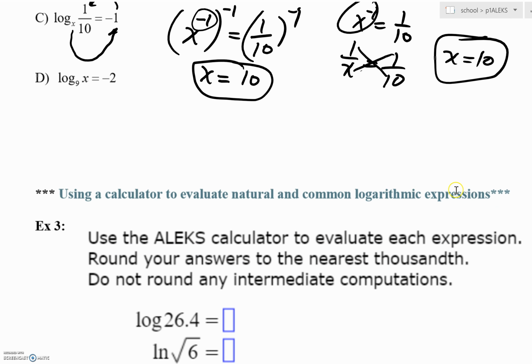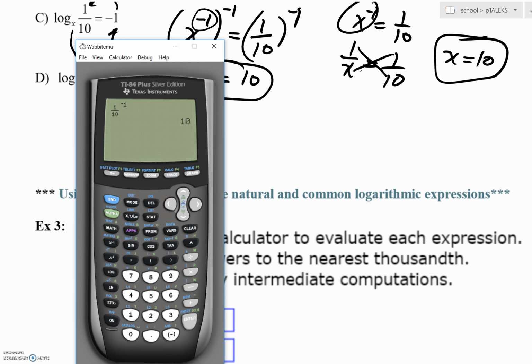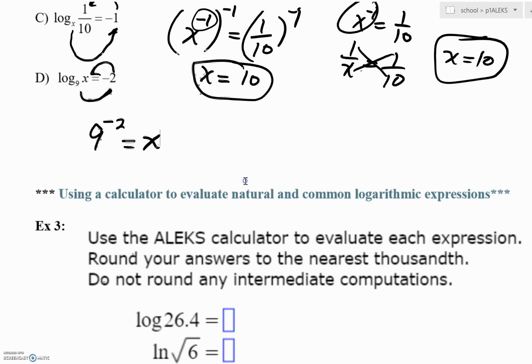All right, take a look at D real quick. Help me with the log circle. What do we get? 9 to the -2. We're going to get 9 to the -2, and then we're going to type that in. Now, guys, as you type that in, you're going to get a decimal. Please remember you can hit math, frac, and you'll get 1 over 81.